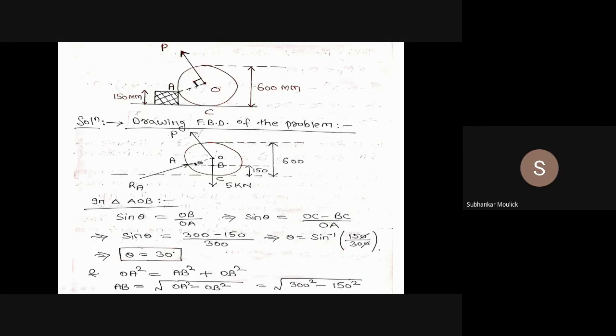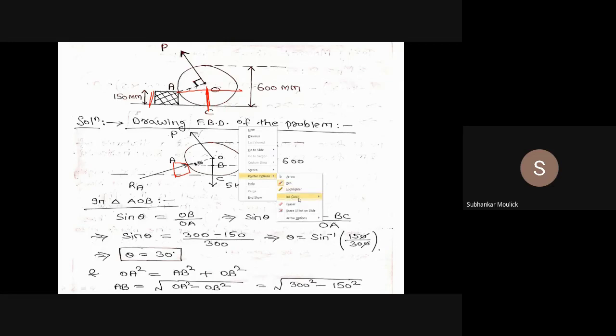Can anyone tell me the value of BC from the diagram? What is the length BC? Sir, 150. So how is it 150? This BC is nothing but this particular height, because here the block is kept and the height of the block is given as 150 mm. So 300 minus 150, that is OC minus BC, we have calculated, divided by OA.